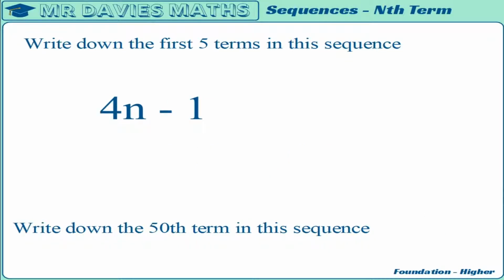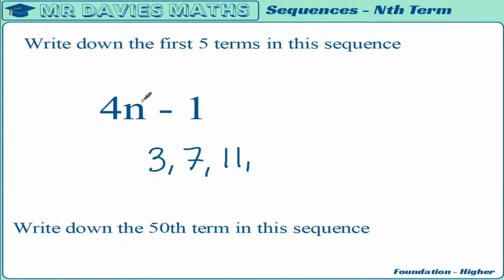What about this one then? So it's the 4 times table, but been moved backwards 1 space. So what's the first number in the 4 times table? 4. Move it backwards 1 space, and you actually get the number 3. The second number in the 4 times table is 8. Take away 1 is 7. The third number in the 4 times table is 12. Take away 1 is 11.